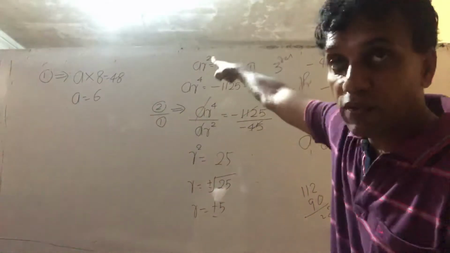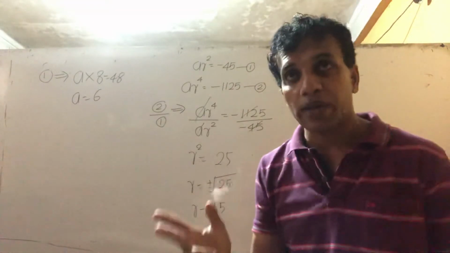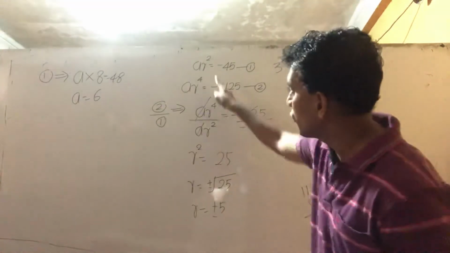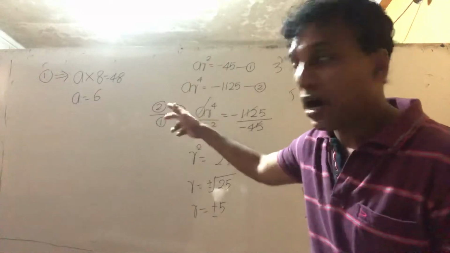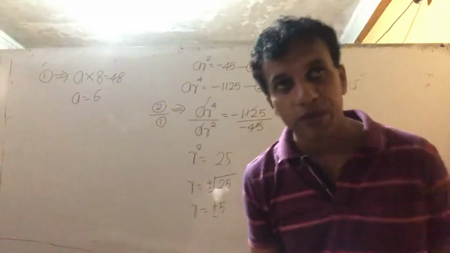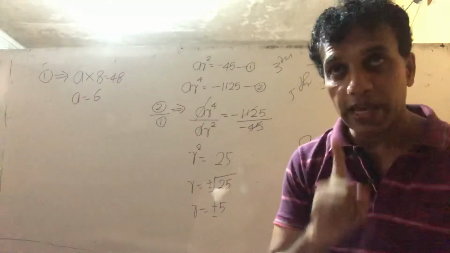Now find the a value. Find the first term. There are 2 ratios available, but there is only one first term. If you apply r equal to plus 5, squared is 25, and minus 5 squared is also 25. Therefore only one a value.